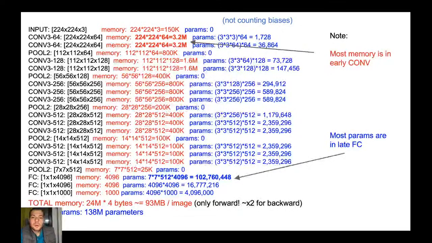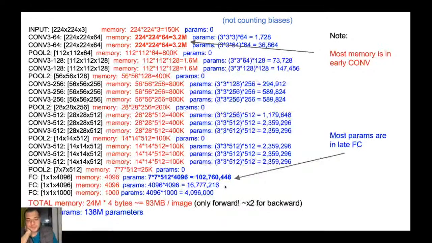So yeah, I wanted to note that the highest memory consumption is seen in the early convolutional layers, and the highest number of parameters is usually when we connect the convolutional layer with the first fully connected layer. So here most of the parameters, over 100 million, are only in this fully connected layer. And you can see that the number of parameters gradually increases to this layer.